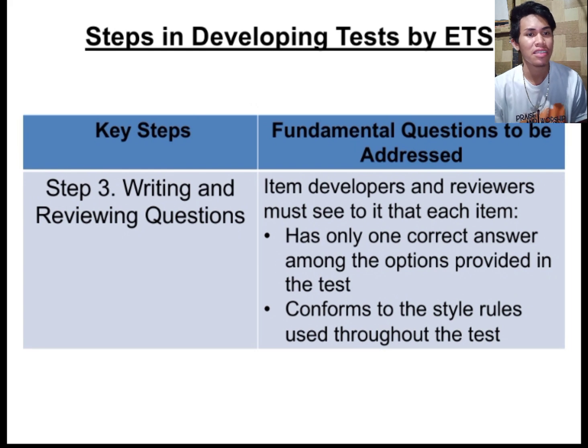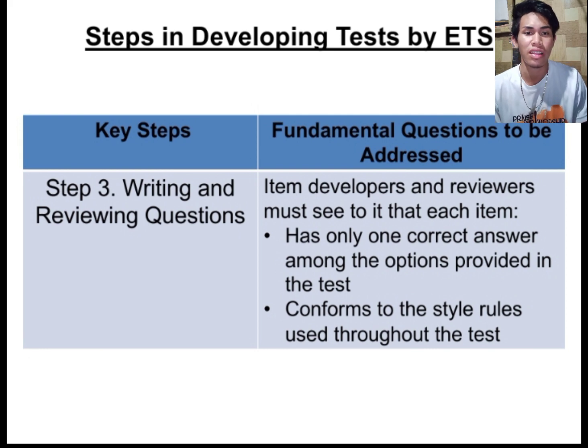Step 3, writing and reviewing questions. In this step, item developers and reviewers ensure that each question meets two important criteria. First, each question should have only one correct answer among the options provided in the test. This ensures that the test takers have a clear and unambiguous choice to make. Second, the question should conform to the style rules used throughout the test. This ensures consistency in the presentation and formatting of the questions, making it easier for test takers to understand and respond to them accurately.